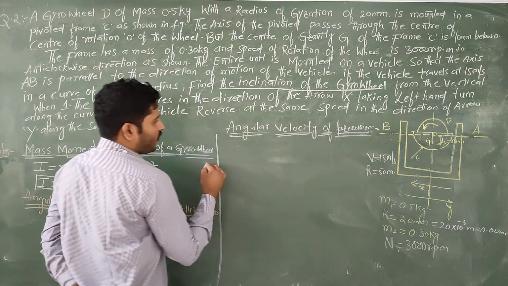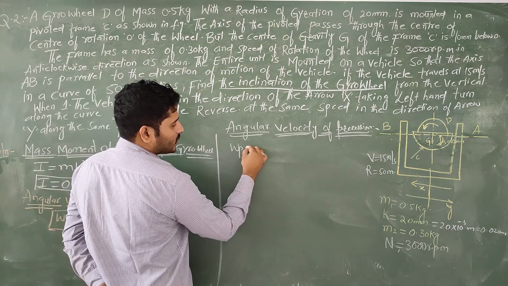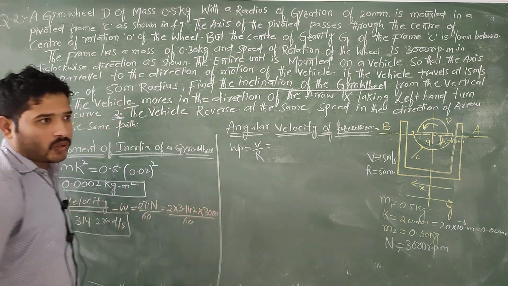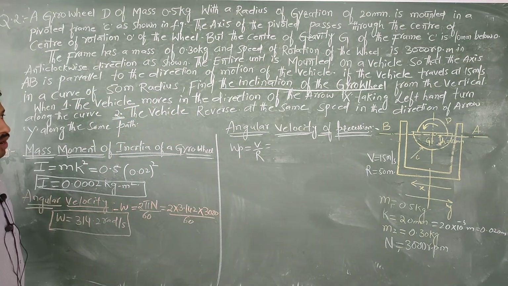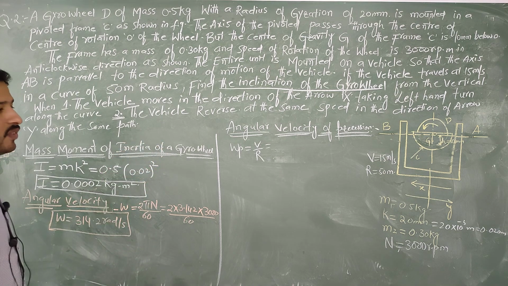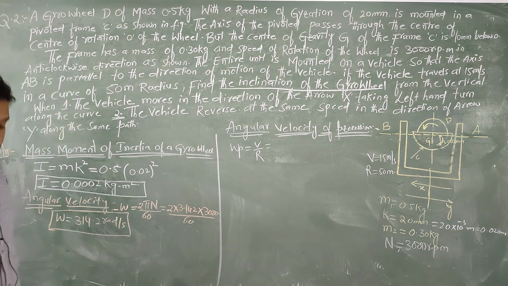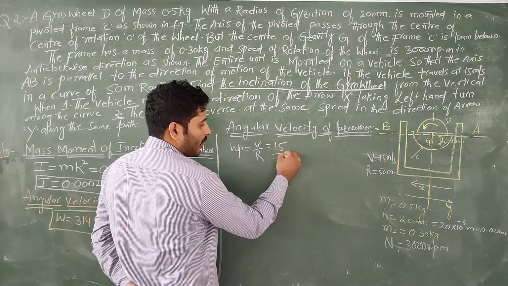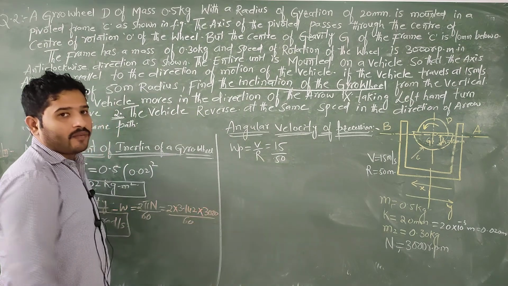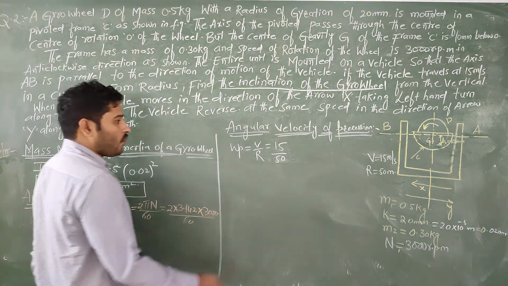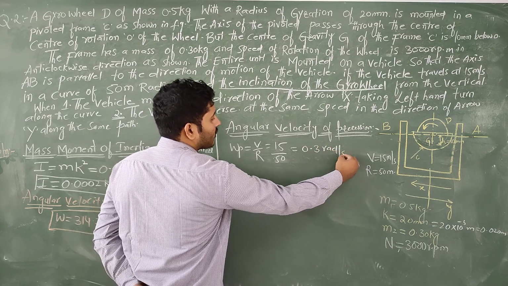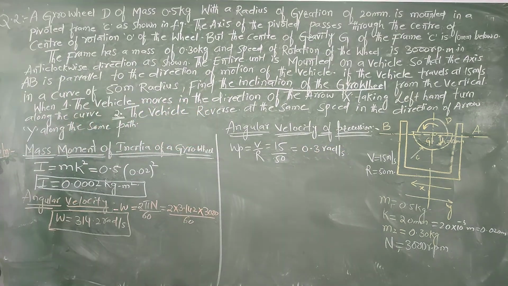The angular velocity of precession, we have the formula omega p is equal to v by r. V and r are both given in this case. V is given as 15 meter per second and r is given as 50 meter. So 15 by 50. If you divide with the help of a calculator, you will get the answer 0.3 radian per second. That is the value of angular velocity of precession.